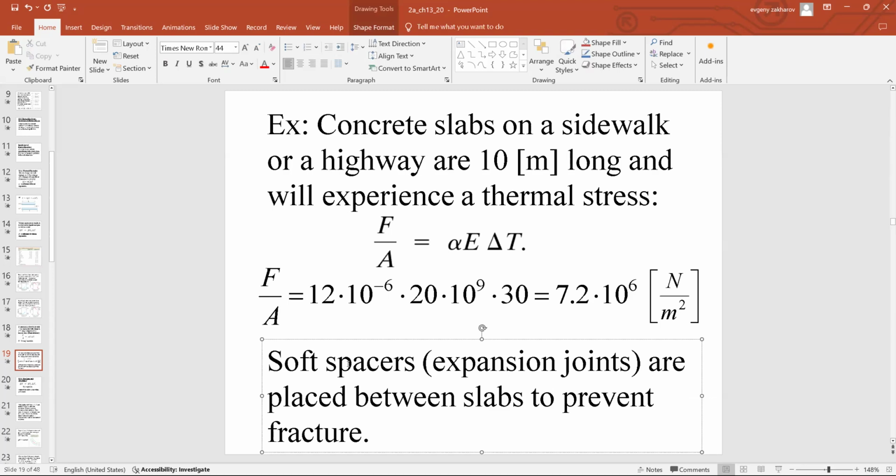So you definitely need some spacers in between so that they allow the material to expand and do not get in contact between one slab and the other slab. And if it's cold, you have shrinking, which also does not destroy the overall freeway.